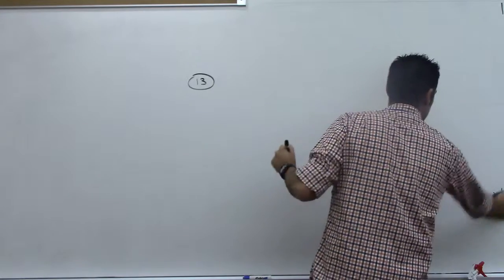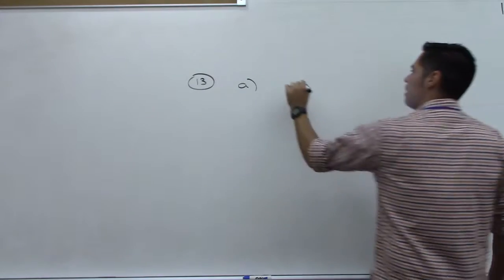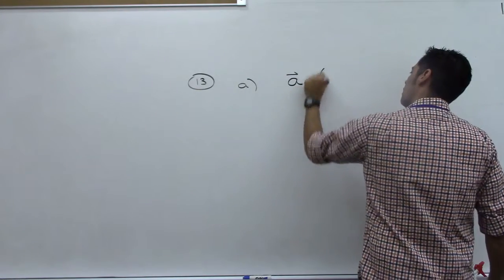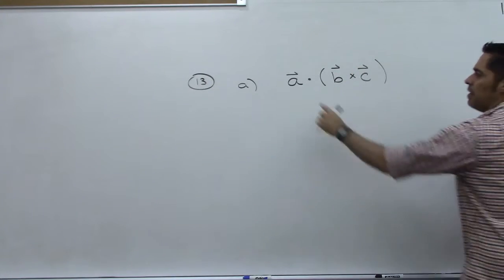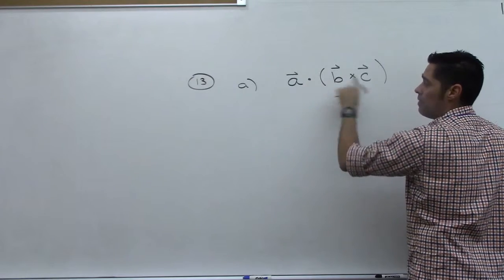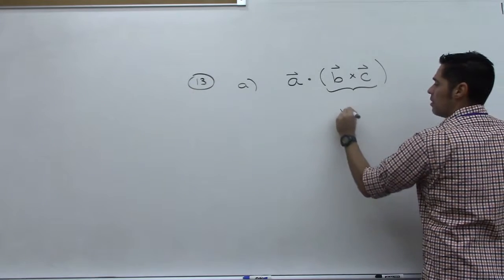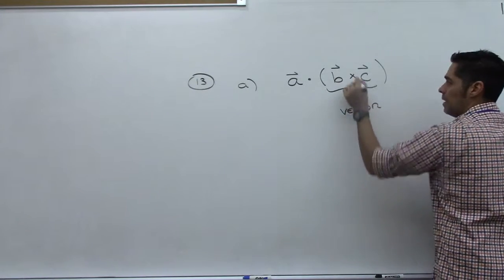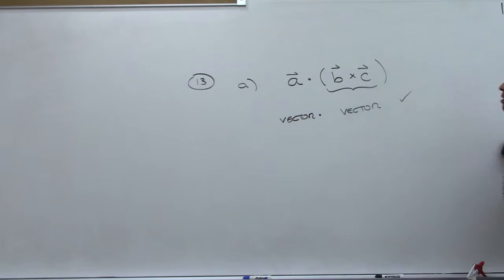So let me do A. Does this even make any sense? A dotted with B cross C. Well, we know that A is a vector, and I can only dot vectors with other vectors. The question is, what is B cross C? Well, B cross C is a vector, right? And so I'm going to dot a vector with a vector, and that's doable. So that makes sense.